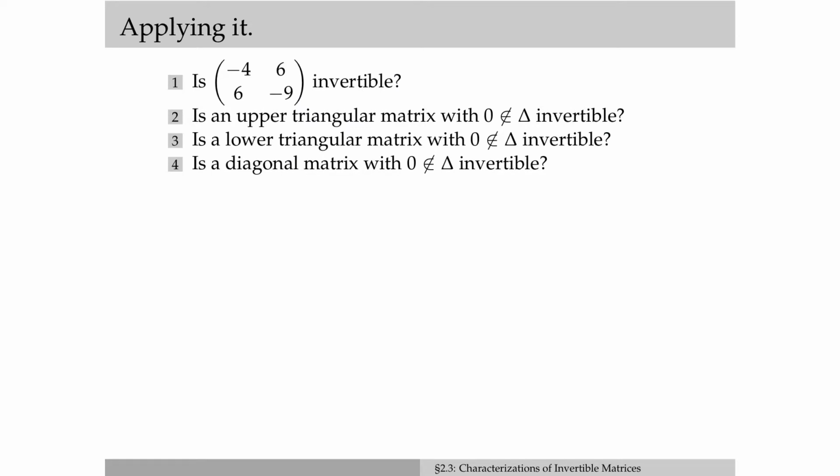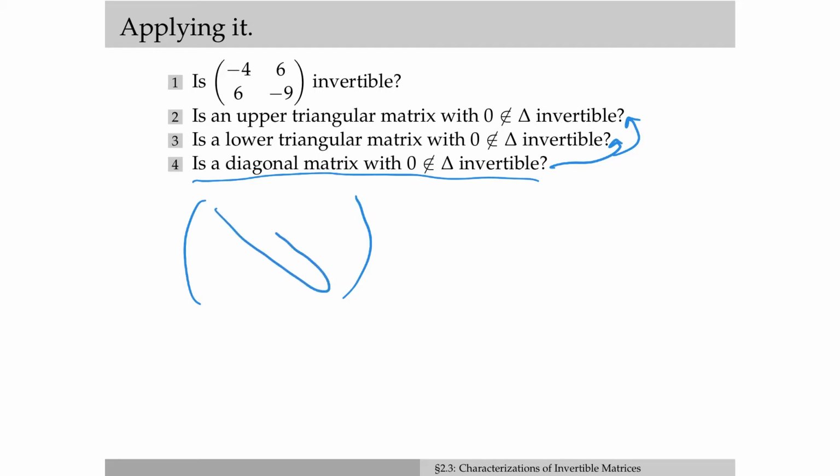All right. Is a diagonal matrix with 0 not on the diagonal invertible? Well, this is really easy because it goes back into these. If you think about it, if you're diagonal, then you're automatically upper triangular or lower triangular. It's a matter of perspective. And so, yes, because I can view this diagonal matrix as upper or lower, and therefore I get invertibility. So very straightforward.